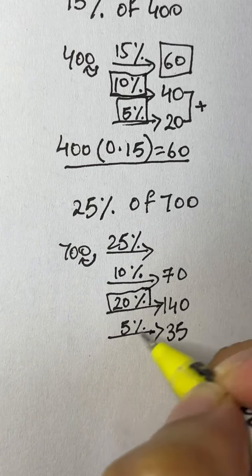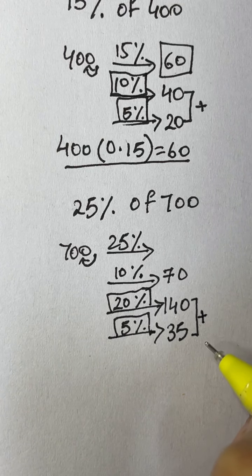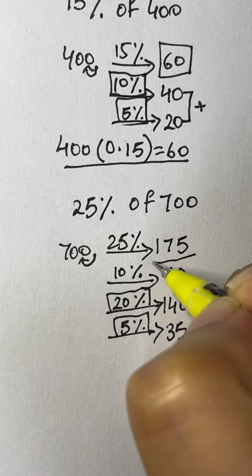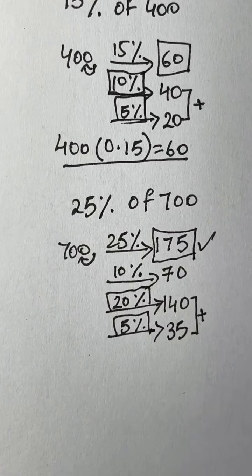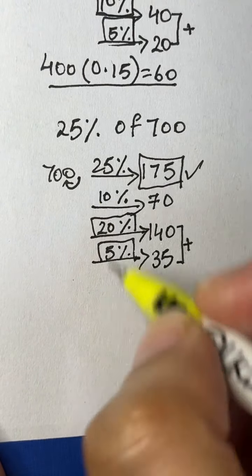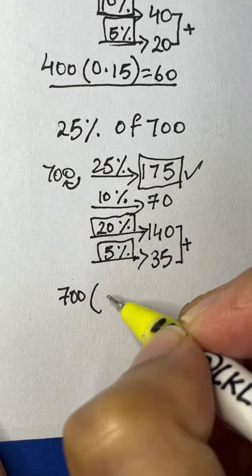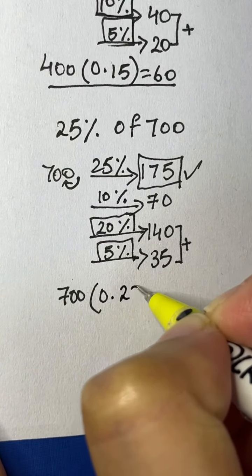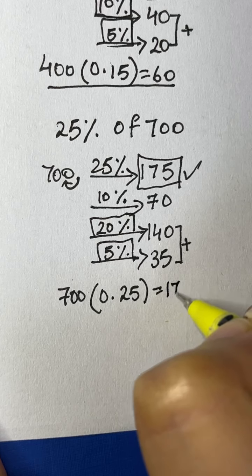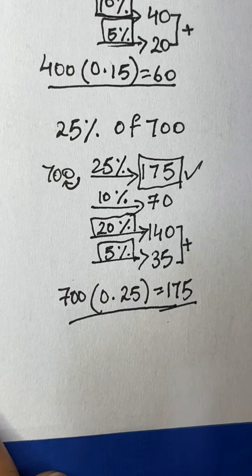So just add up 20% and 5%. So when you add up 140 plus 35, you're going to get 175. That's your answer. Yes, 25% of 700 is 175. Now if you want to check in your calculators, just put the number 700, take the percent in decimal. 25% in decimal is 0.25. So when you insert this in your calculator, you're going to get 175. Done.